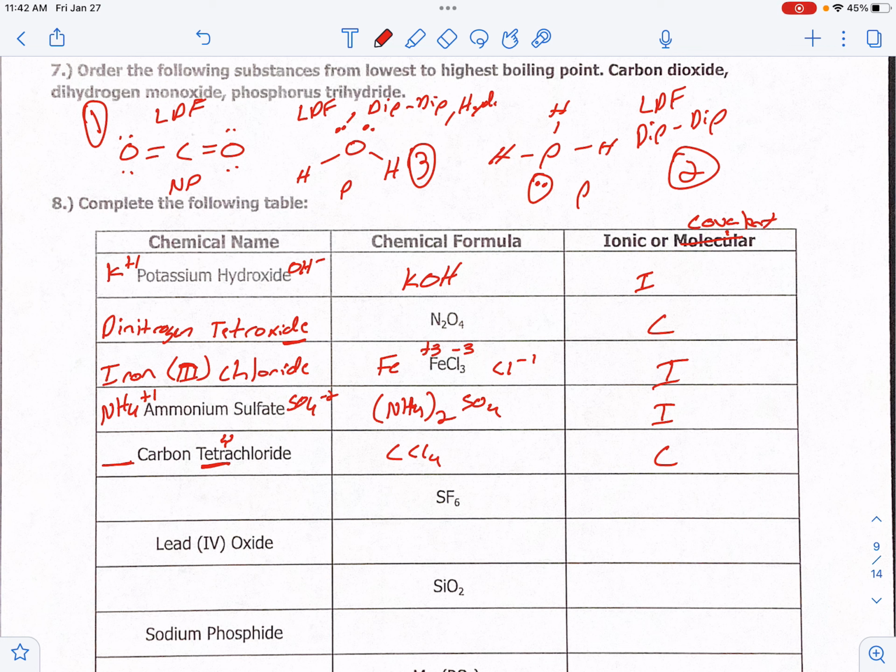SF6, okay, so sulfur and fluorine are both on the right side of that staircase, so that's covalent. Okay, so remember, we don't use mono on the first one, you can use it on the second one, but I'm not going to say monosulfur, it's just sulfur. Okay, then F6, so that means I have 6 fluorines, so that becomes hexafluoride.